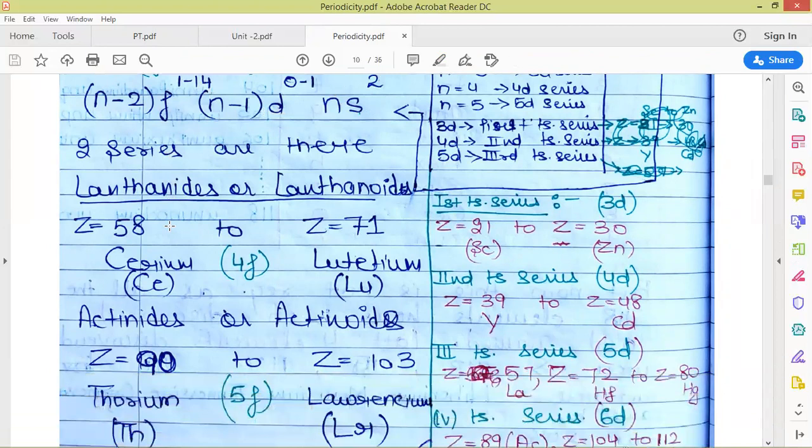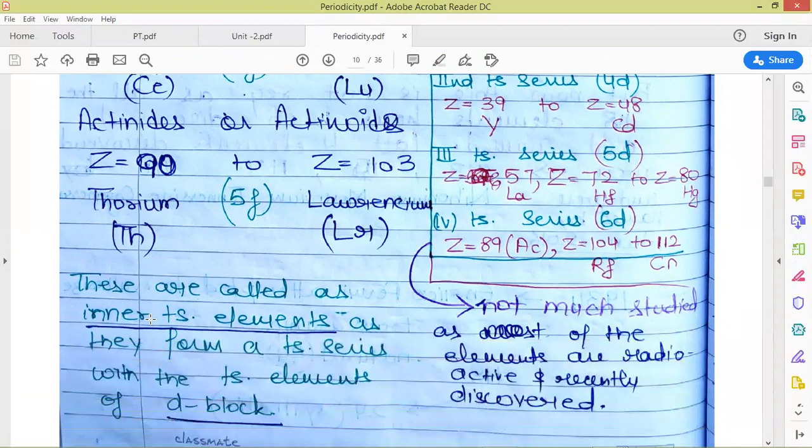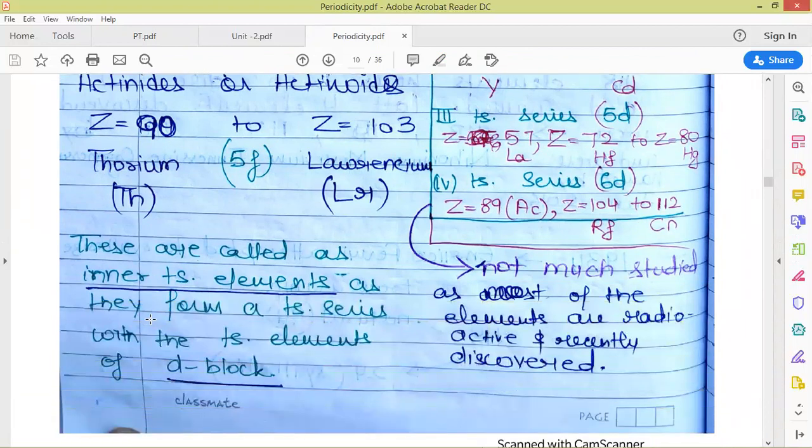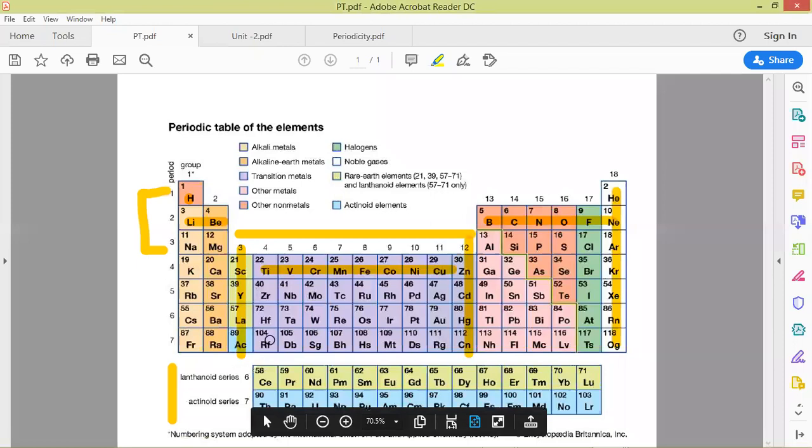So these are the two series, lanthanides or lanthanoids. These are from 58 to 71, that is cerium to lutetium, and actinides are from atomic number 90 to 103, that is thorium to lawrencium. These are also called inner transition elements. So these f block elements are called inner transition elements because these are present as a transition within the transition elements.